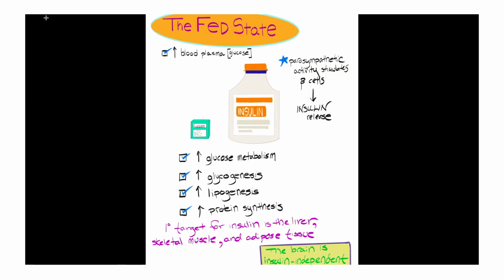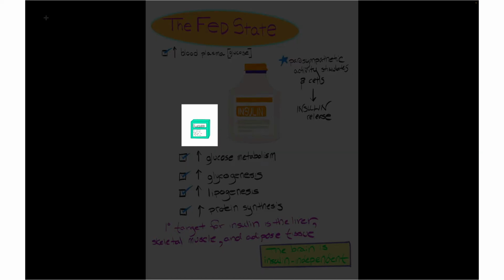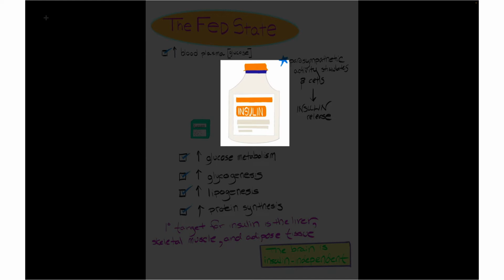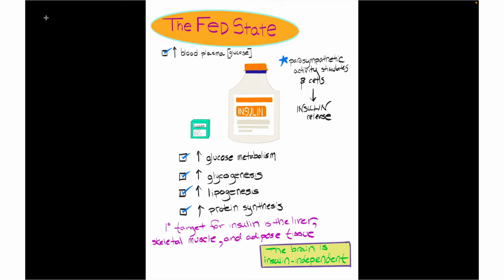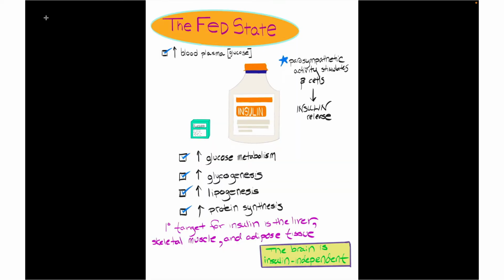So if we take a look at insulin, and to be clear, there's two hormones that regulate glucose within the blood. One is glucagon, which we see on the left. The other is insulin, which we see in this bottle right here. Insulin is secreted from pancreatic beta cells. Glucagon is secreted from pancreatic alpha cells. During what's known as the fed state, that is after a meal, we have elevated blood glucose. We have an increased concentration of glucose within our bloodstream.